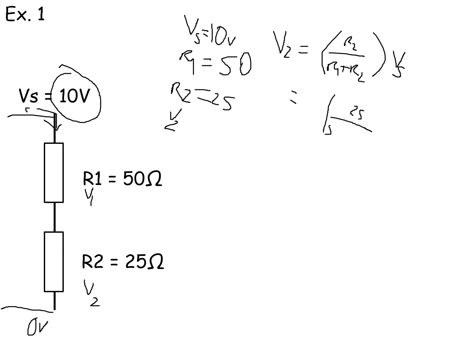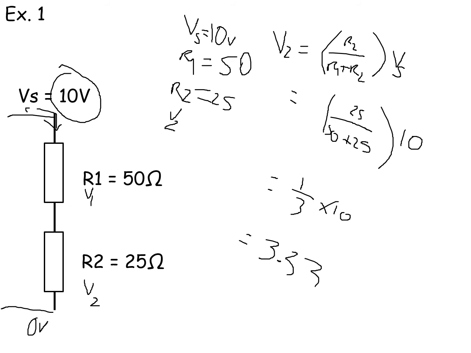So this is 50 plus 25, and that is multiplied by 10. And then you can work this out on the calculator. Off the top of my head, this will be 25 over 75, which is a third, times 10, which works out to be 3.33 volts.